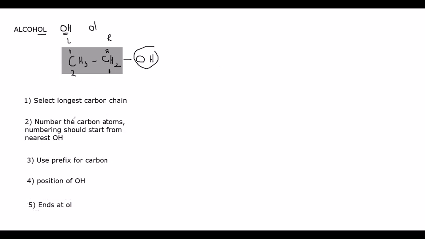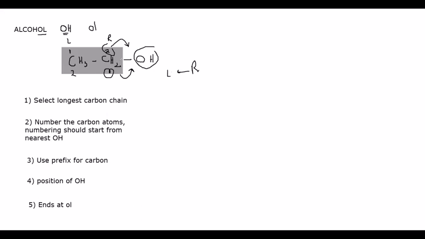So first we select the longest carbon chain. We selected the longest carbon chain in this example. There are 2 carbons, so the maximum can be 2 here. Then number the carbon atoms. Numbering should start from the nearest OH. If I number from right to left, OH is coming with the first carbon. If I number from left to right, OH is coming with the second carbon. That's why I follow the numbering from right to left.